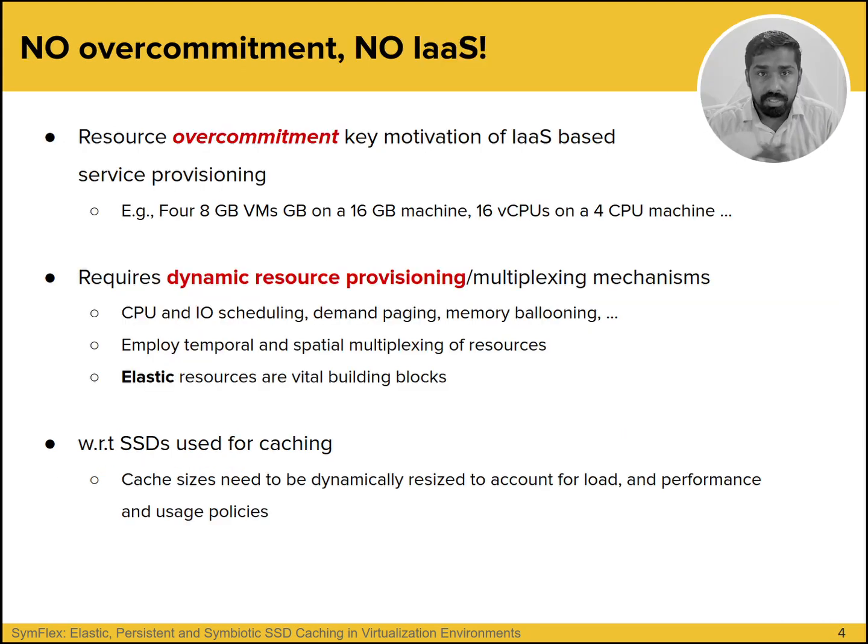In IaaS-based hosting setups, the keys to win are overcommitment and dynamic provisioning of resources. There are different virtualization techniques to allocate more resources to the VM than are available in the physical machine. Similarly, CPUs, memories, and other resources can be dynamically provisioned to the VMs on demand. For example, the memory allocation of a VM can be changed using demand paging and ballooning-like techniques. In this way, like any other resources in the system, the SSD-based caches need to be dynamically resized to account for the load in the VM, the performance metric, and other usage policies.